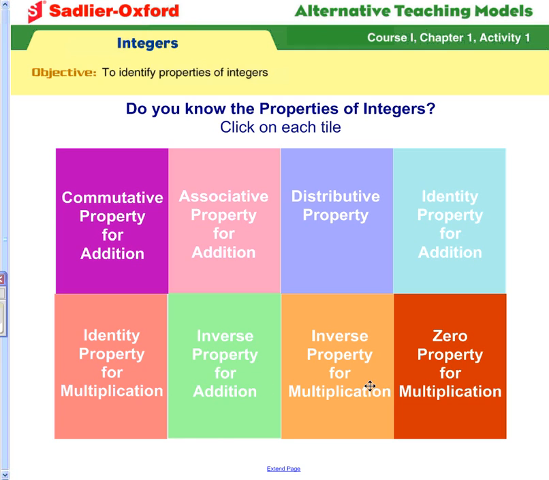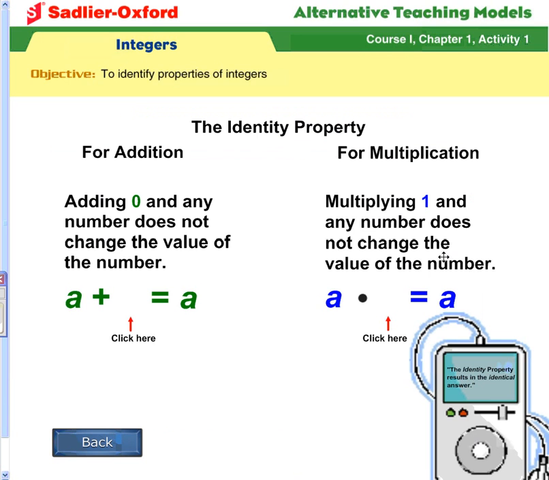Next, let's look at the identity property for addition and multiplication. 0 is the identity element for addition because you can add 0 to any number, and that number's value does not change. Using variables, we say 0 added to A is equal to A. For multiplication, 1 is the identity element because if you multiply any number by 1, the value of the number does not change. Using variables, we say A multiplied by 1 is equal to A.